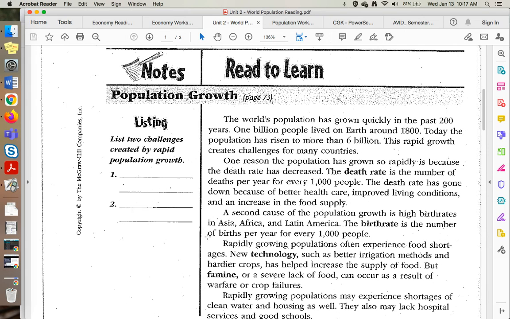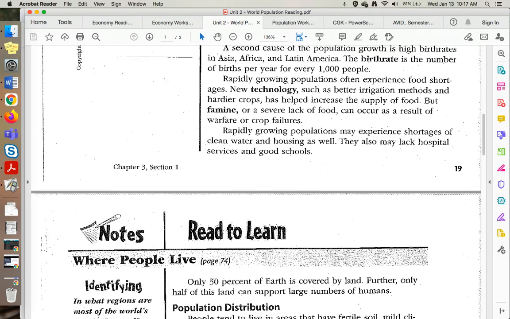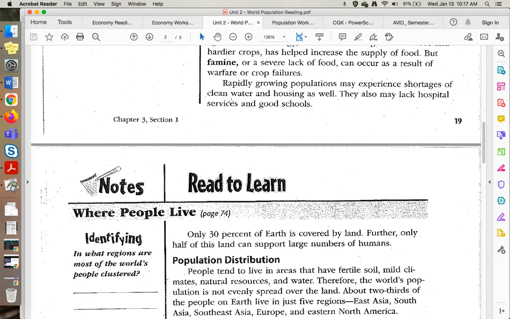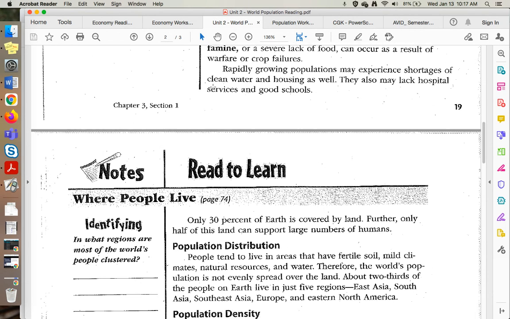Rapidly growing populations often experience food shortages. New technology, such as better irrigation methods and hardier crops, has helped increase the food supply, but famine or a severe lack of food can occur as a result of warfare or crop failure. Rapidly growing populations may experience shortages of clean water and housing as well. They may also lack hospital services and good schools.